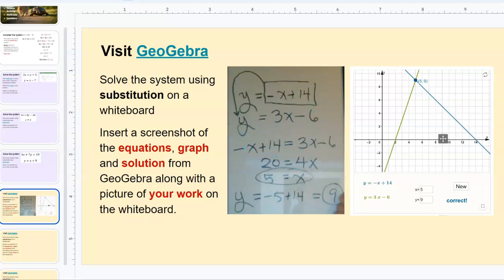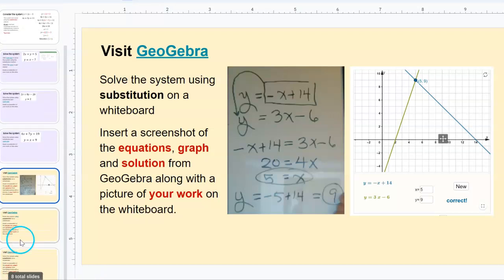They would put a picture of their work that they did on a whiteboard, and then they would put a copy of the graph with the solution marked at the website. And of course it will say correct. It also displays the two equations here. Be sure that they use different equations for each of their slides. There are 3 slides where they will do the same process.